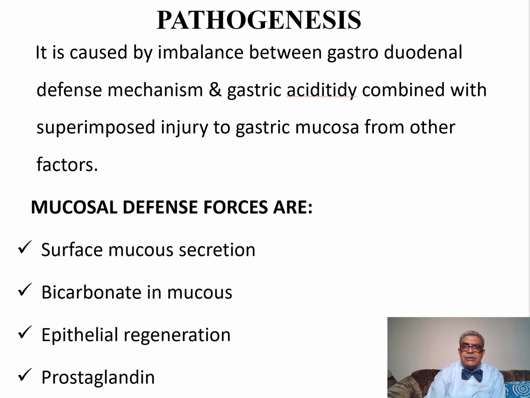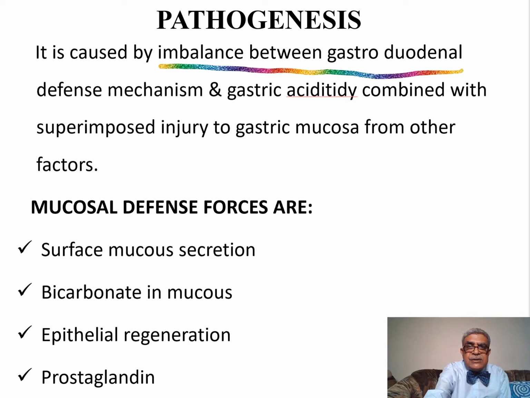Regarding the pathogenesis of peptic ulcer disease, it is caused by an imbalance between the gastroduodenal defense mechanism and gastric acid secretion, combined with superimposed injury to the gastric mucosa from other factors.